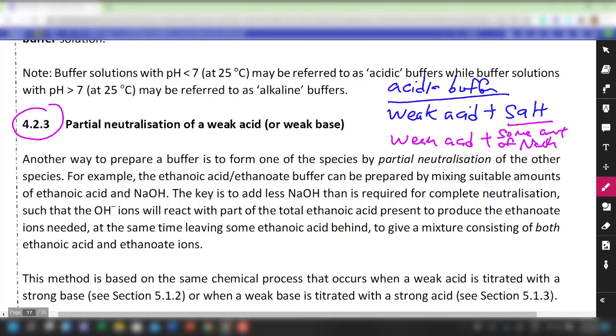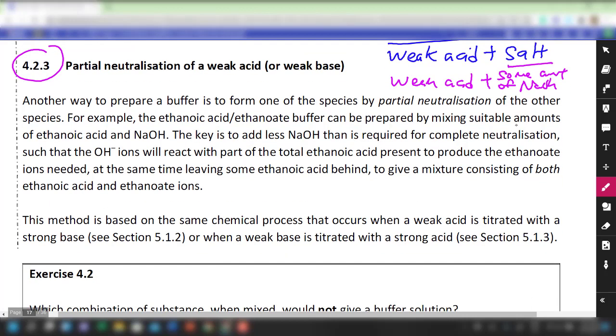But do take note that you do not neutralize it too much. Don't add beyond a certain limit. Later on you're going to learn that there is a limit for the buffer to work well in order to resist change in pH. Because if the corresponding salt and the acid or base differ by too large an amount, it will not act as a good buffer. That's also something which you will be introduced to later on.